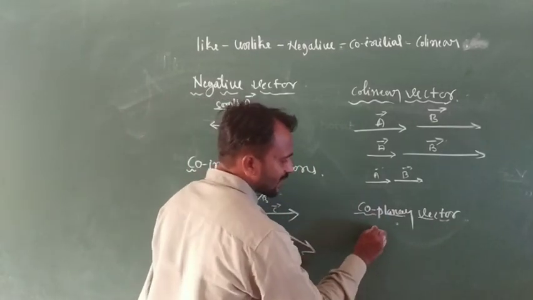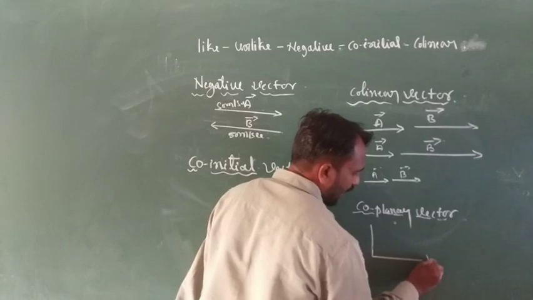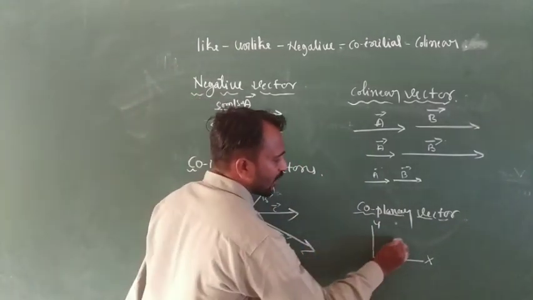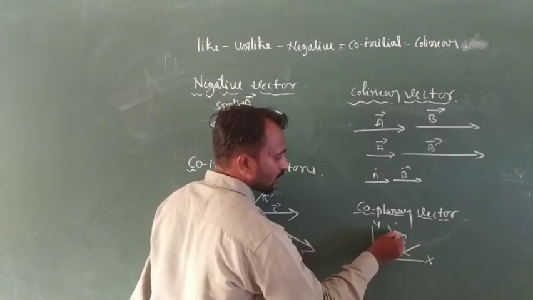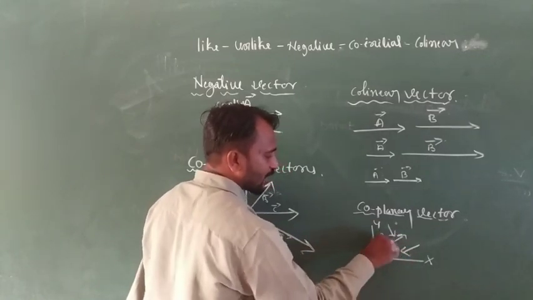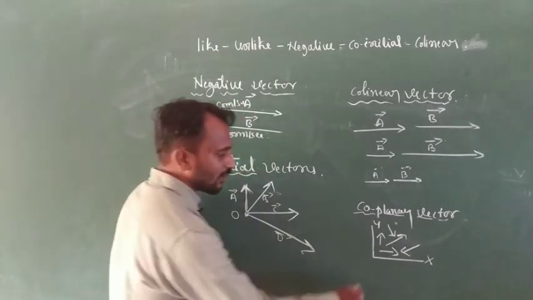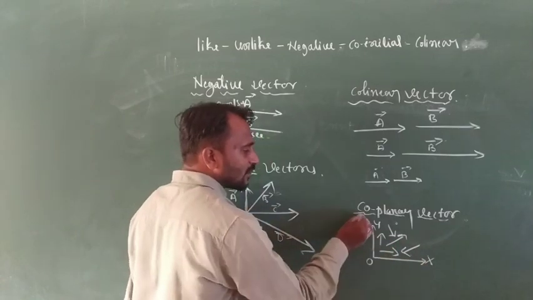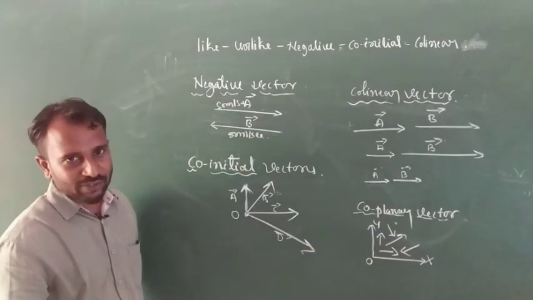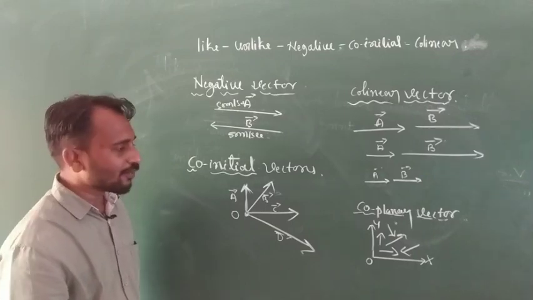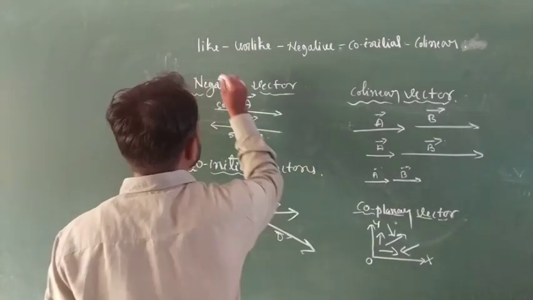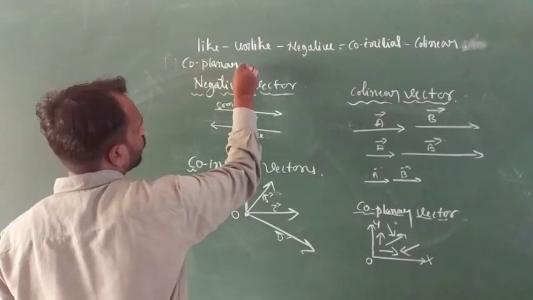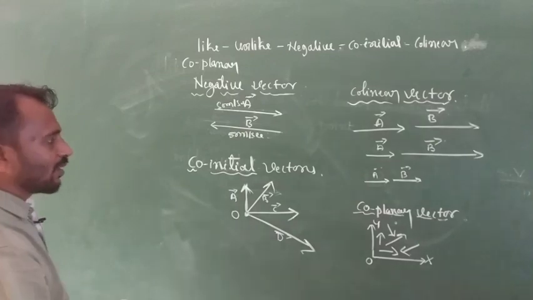For example, here we consider the x-axis and this one is the y-axis. So this is a single plane, and here there are a number of vectors. We don't consider direction here. These vectors are present in a single plane, so we consider them coplanar vectors.